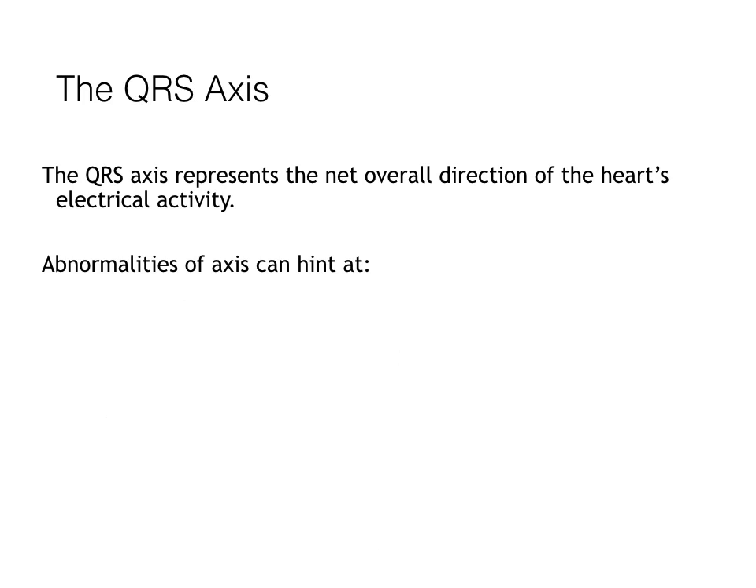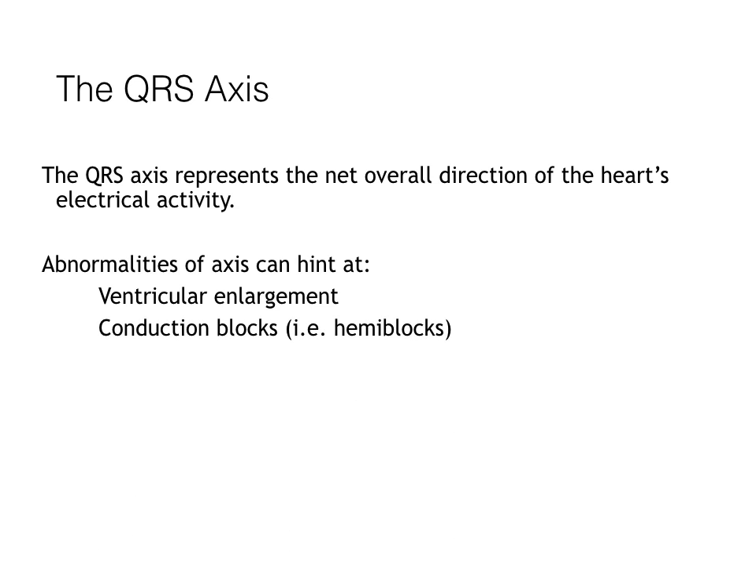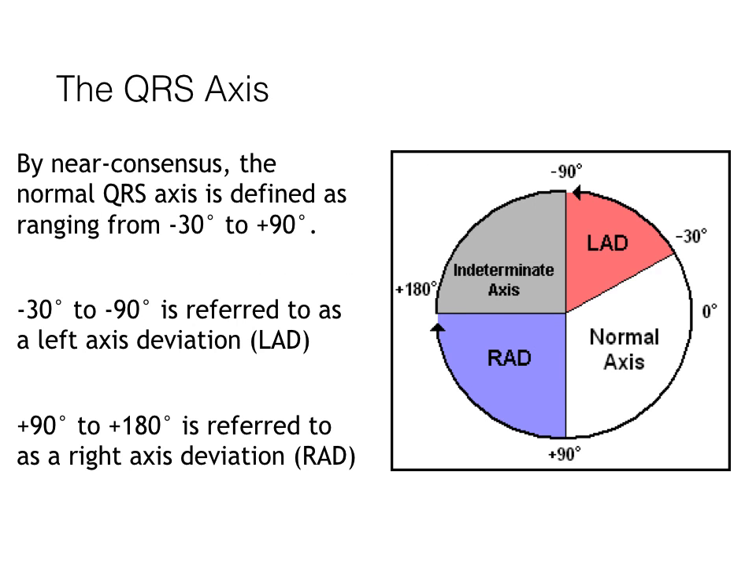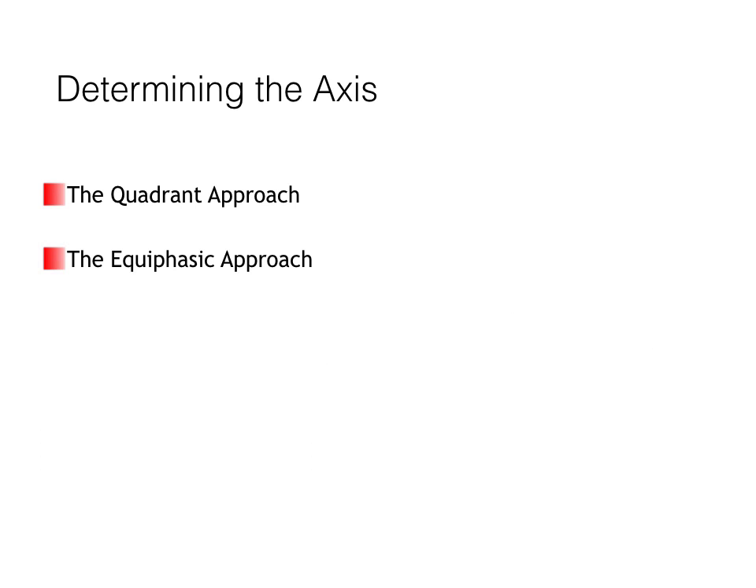Now we will learn about the QRS axis. The QRS axis represents the net overall direction of the heart's electrical activity. Abnormalities of axis can hint at ventricular enlargement or conduction blocks like hemiblocks. By near consensus, the normal QRS axis is defined as ranging from -30° to +90°. -30 to -90 is referred to as left axis deviation, +90 to +180 as right axis deviation, and from -90 to 180 it's indeterminate axis.